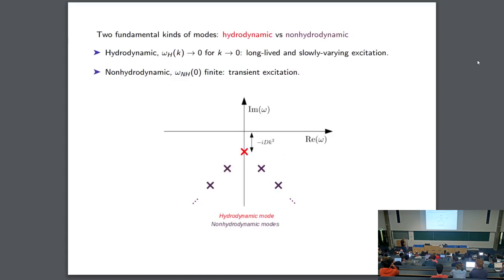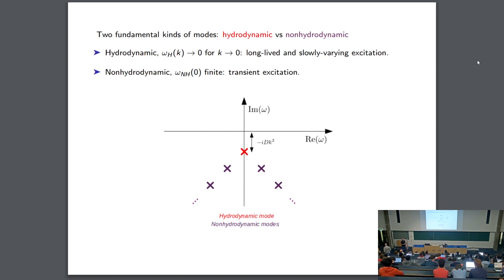Okay? So for the purposes of this talk, there are two fundamentally different kinds of modes we need to consider. The first kind are modes whose frequency vanishes as the wave vector does. These modes represent long-lived and slowly varying excitations of the thermal state and are called hydrodynamic modes because they are the modes captured by relativistic hydrodynamics as an effective field theory. Now, any mode that doesn't obey this property is unsurprisingly called a non-hydrodynamic mode and has the feature that its frequency is finite at zero momentum. In a dissipative system, this quantity typically has a negative imaginary part, so these non-hydrodynamic modes are typically transient decaying excitations.